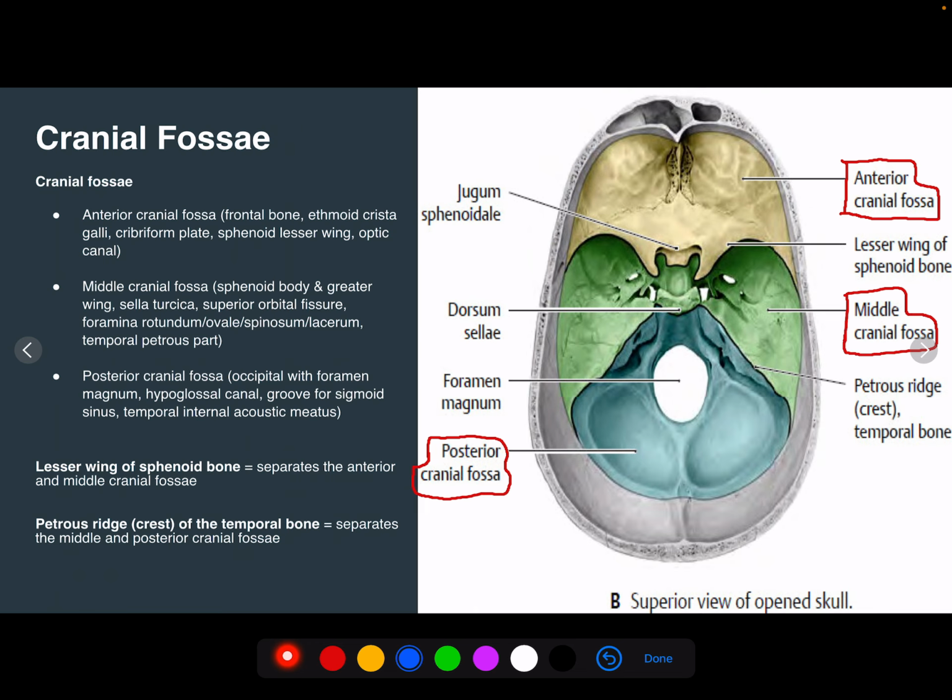Okay, and then finally, just to appreciate the borders here, as we talked about, the border between the anterior cranial fossa, this here, and the middle cranial fossa is going to be the lesser wing of the sphenoid bone, okay? The border between the anterior cranial fossa and the middle cranial fossa is going to be the lesser wing of the sphenoid bone. This is different than what divides the posterior cranial fossa from the middle cranial fossa, and that's going to be the petrous ridge, or the petrous portion of the temporal bone. Okay?